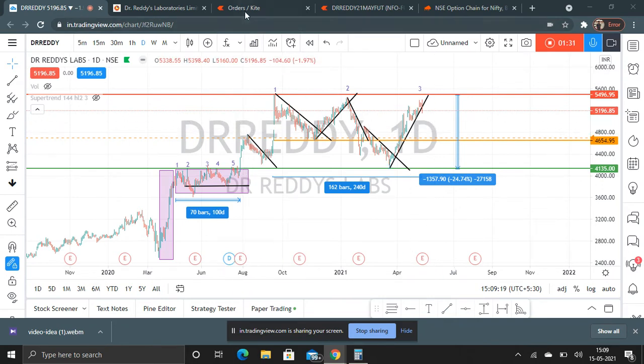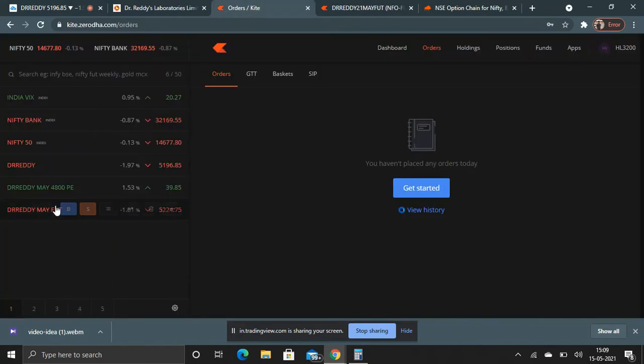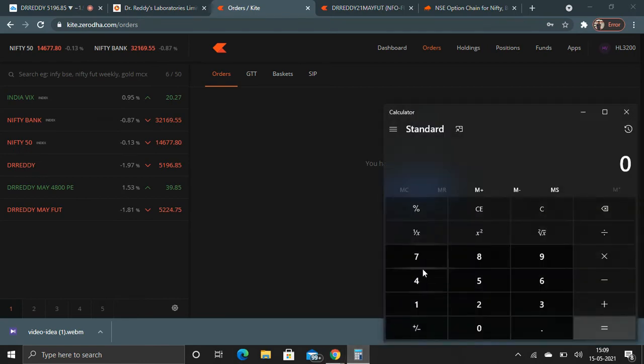Okay, let's go to Kite app. You see, Dr. Reddy's May expiry 4800 PE is at 39 rupees 85 paise. We take it average 40 rupees. So the lot size of Dr. Reddy Laboratories is 125 into 40 rupees equals 5000 rupees. So your investment here is 5000 rupees.